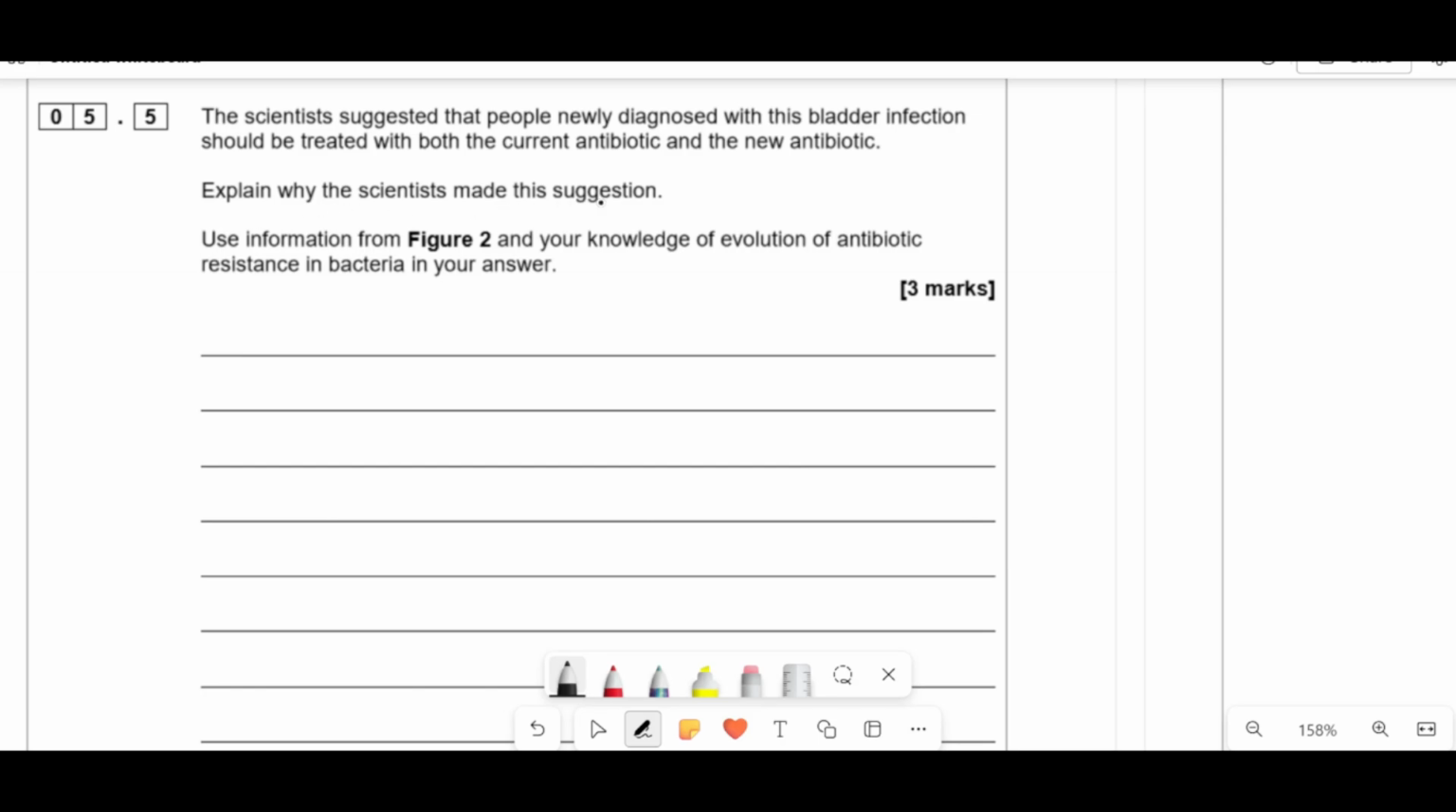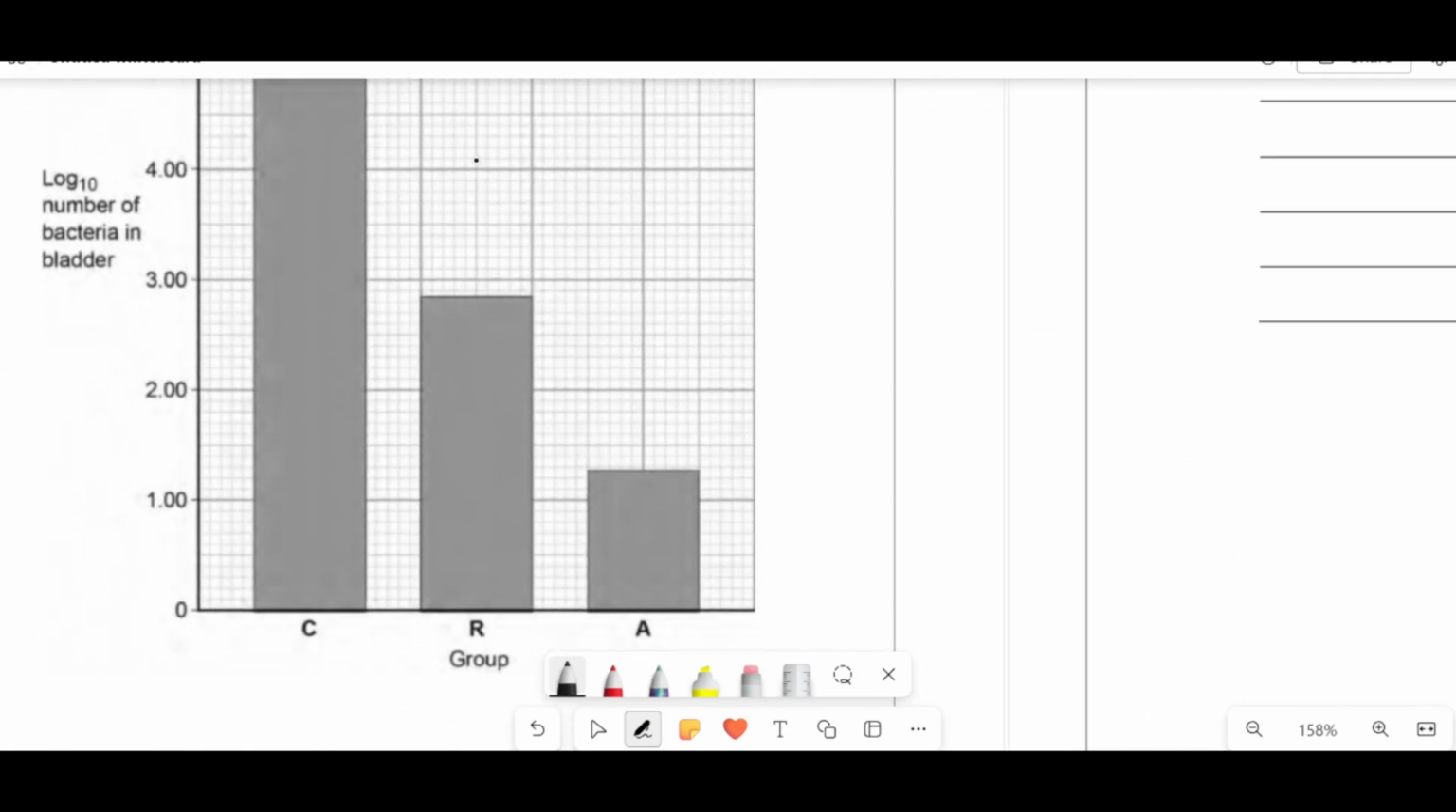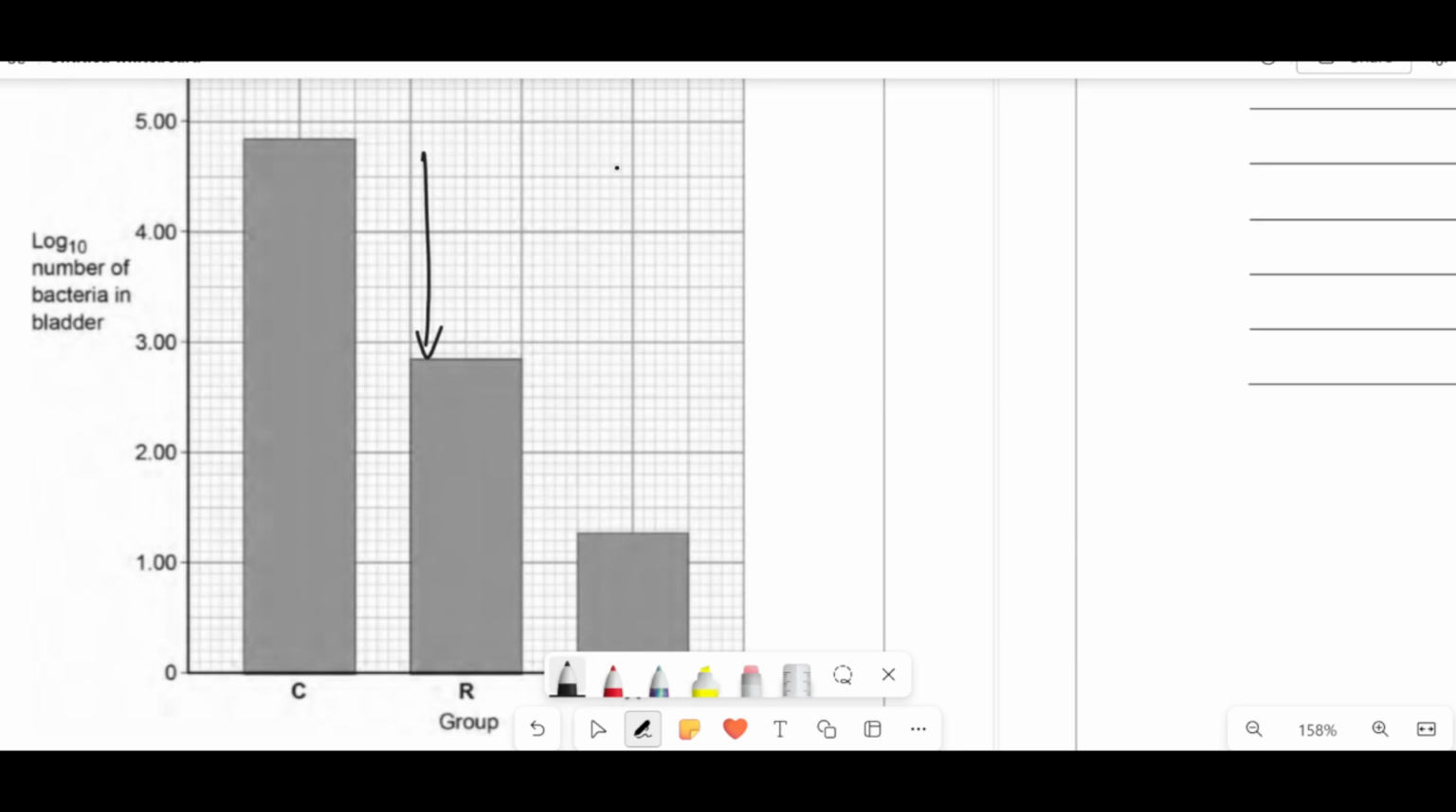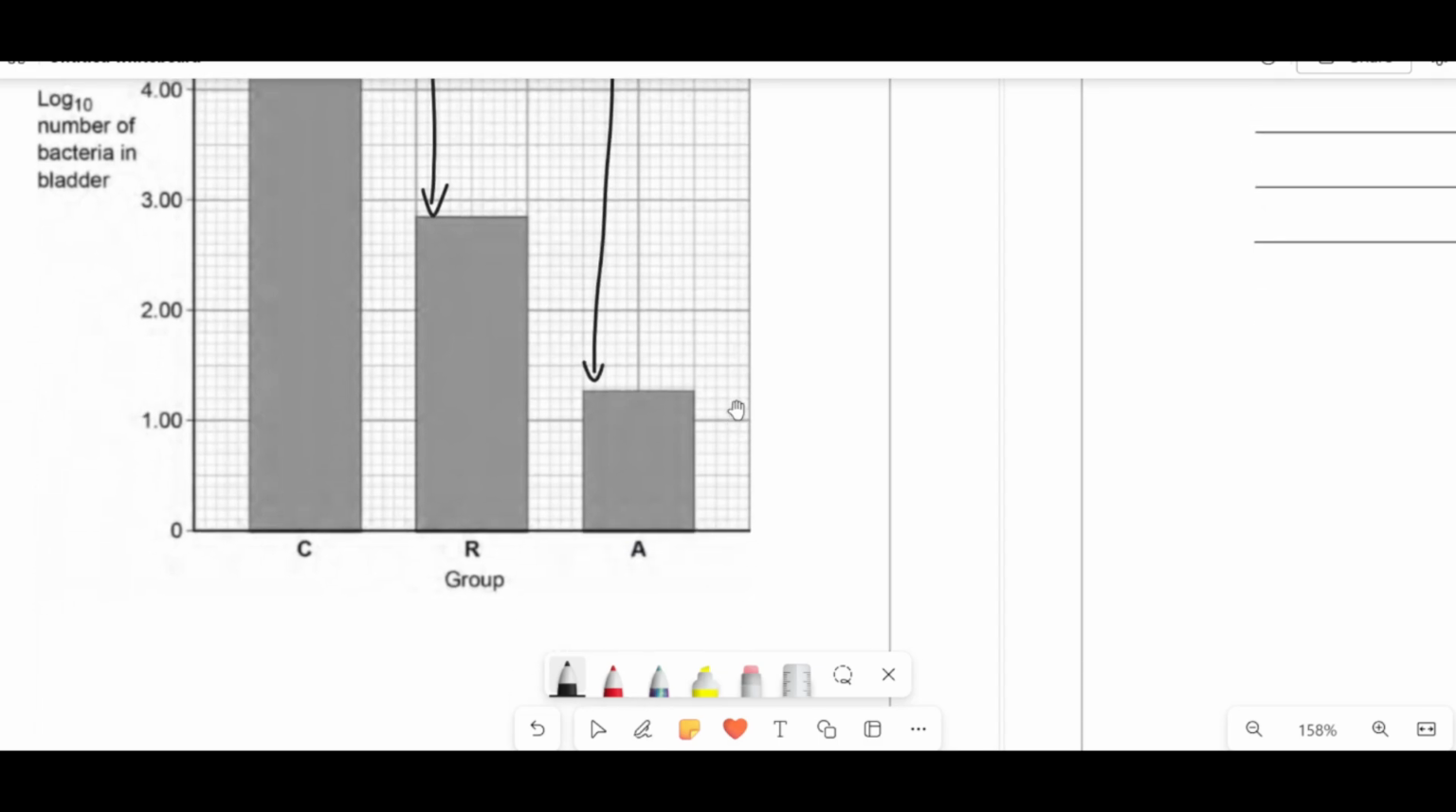So the scientists suggest that people newly diagnosed with bladder infection should be treated with both the current and the new antibiotic. Explain why they did this. Use information and your knowledge of evolution of antibiotic resistance in your answer. So if you look at figure 2, you can see that this decreases it, and so does this one, but it's not 0. So clearly there's some bacteria still surviving here, which could be that they're just resistant to A, but we don't know if they're resistant to the old antibiotics. So these are the standard ones, remember, and that's the new ones. So it might be that these ones left over might actually be susceptible to the ones here. So then you could use both and probably wipe out way more.